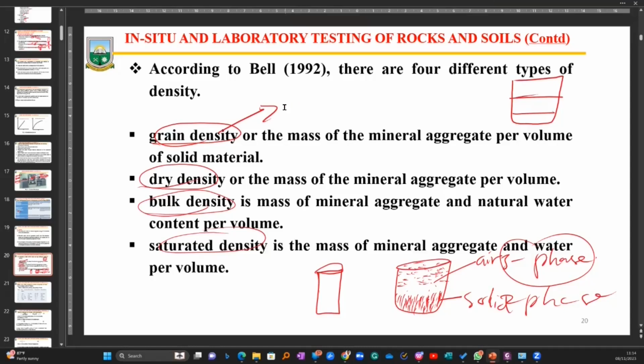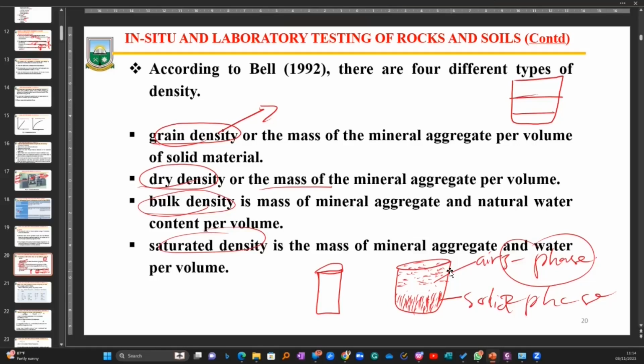Then dry density: the mass of the mineral aggregate per volume. So per volume here means that we just pick the sample and ensure that all the water content is out. What is left is air and what? Solid, right? Air and solid.